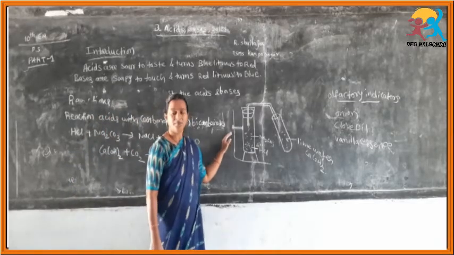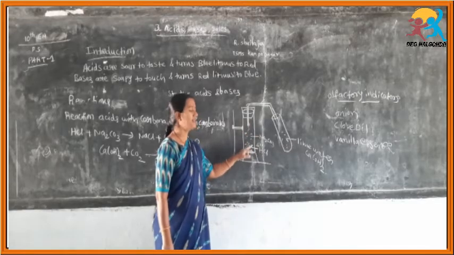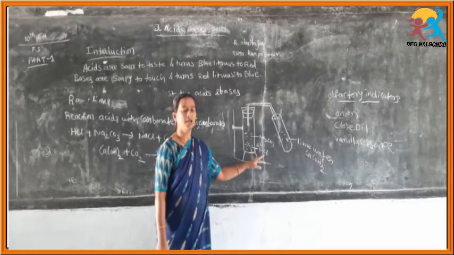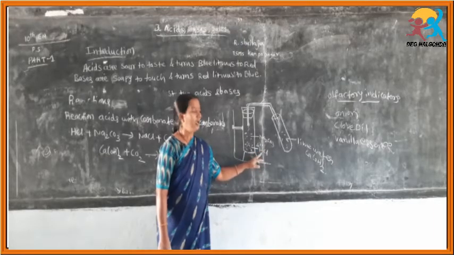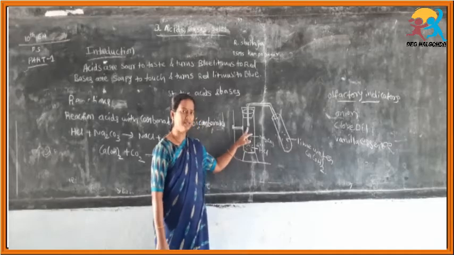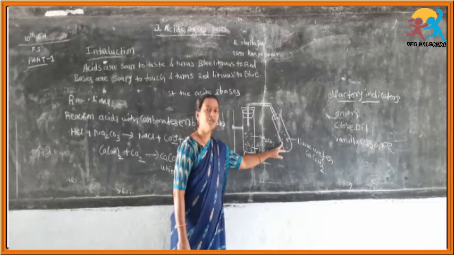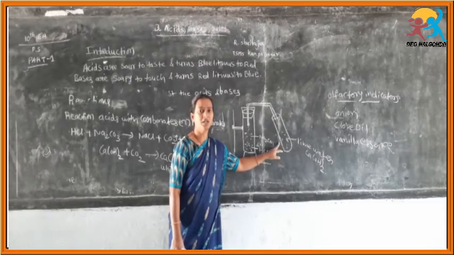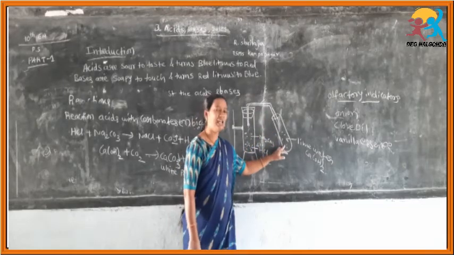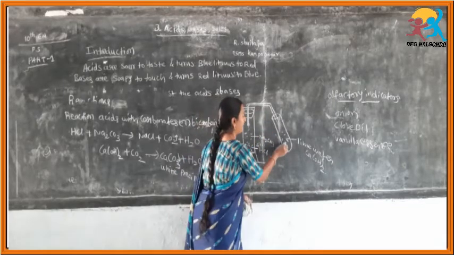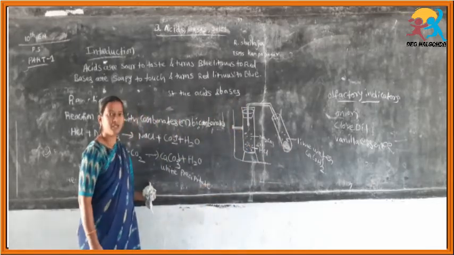In this diagram we observe the test tube which contains the reactants, hydrochloric acid and sodium carbonate. The two react together and release carbon dioxide gas. This carbon dioxide gas is passed through the delivery tube and enters the lime water, which is calcium hydroxide. On passing carbon dioxide, the lime water turns into a white precipitate, formed by calcium carbonate.